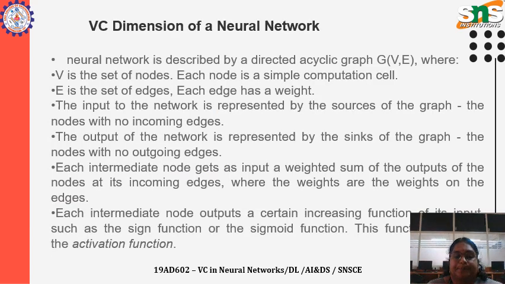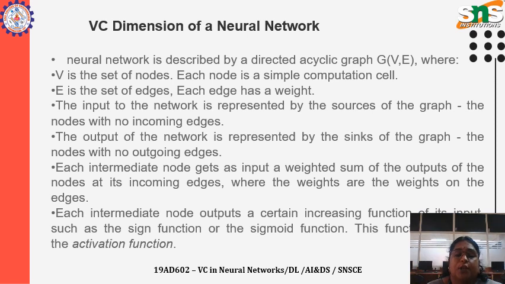So the VC dimension of a neural network is described by a directed acyclic graph G of V comma E. Acyclic graph, a graph which should not follow a cycle, right? Where V is a set of nodes, each node is a simple computation, E is a set of edges, and each edge is associated with its weight. The input to the network is represented by the source, that is the starting node, and the output of the network is represented by the sink, that is the last node.